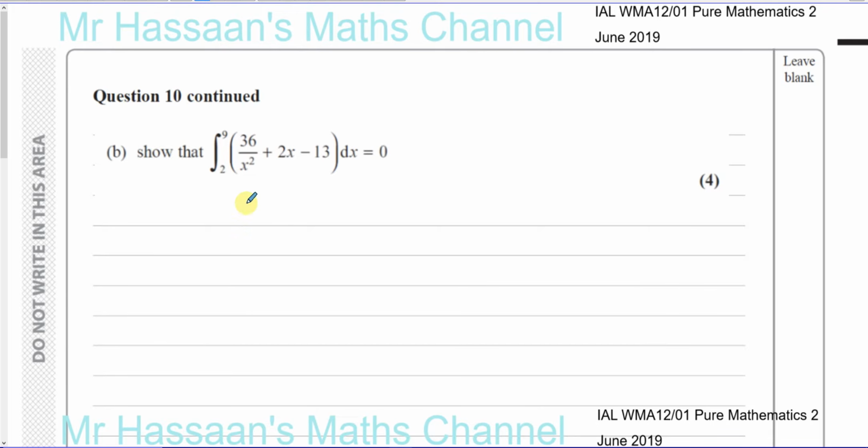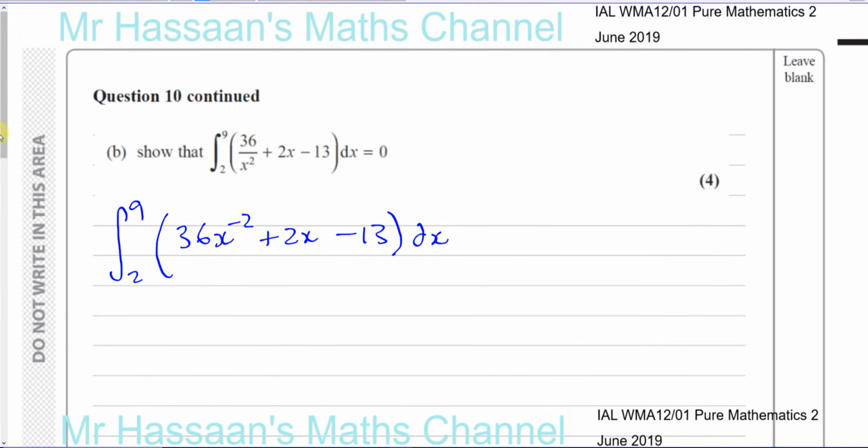So again, first things first, let's get this prepared to be integrated, which is exactly the same way you prepare something to get differentiated. You have to make sure the powers are written as numerators. So it's 36x to the power of minus 2 plus 2x minus 13. Whoops, where's that bracket come from? Minus 13, and with respect to x. So whenever you've got separate terms, always put in brackets and then with respect to x.